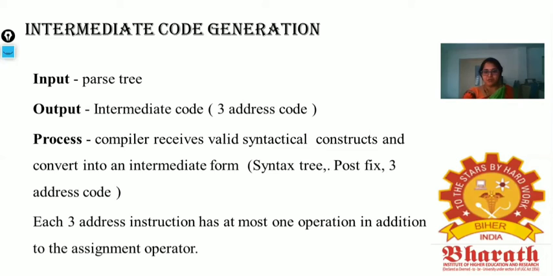It takes the input from a parse tree and the output will be the intermediate code, which will be in the 3 address code format. So the possible formats are the syntax tree, postfix, and the 3 address code. The process done by the intermediate code generator is that the compiler receives a syntactically valid program and constructs it into the intermediate form. So this form can be any of these: the syntax tree, postfix, and the 3 address code.